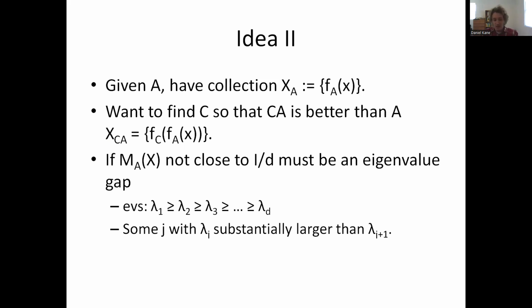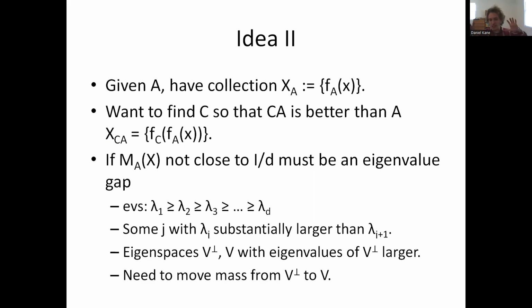The second thing is, what happens if our matrix is not close to identity over d? That means there has to be an eigenvalue gap, right? This is a positive semi-definite matrix. We can write the eigenvalues in decreasing order. If they're not all basically the same, there has to be some j such that lambda_j is substantially larger than lambda_{j+1}.